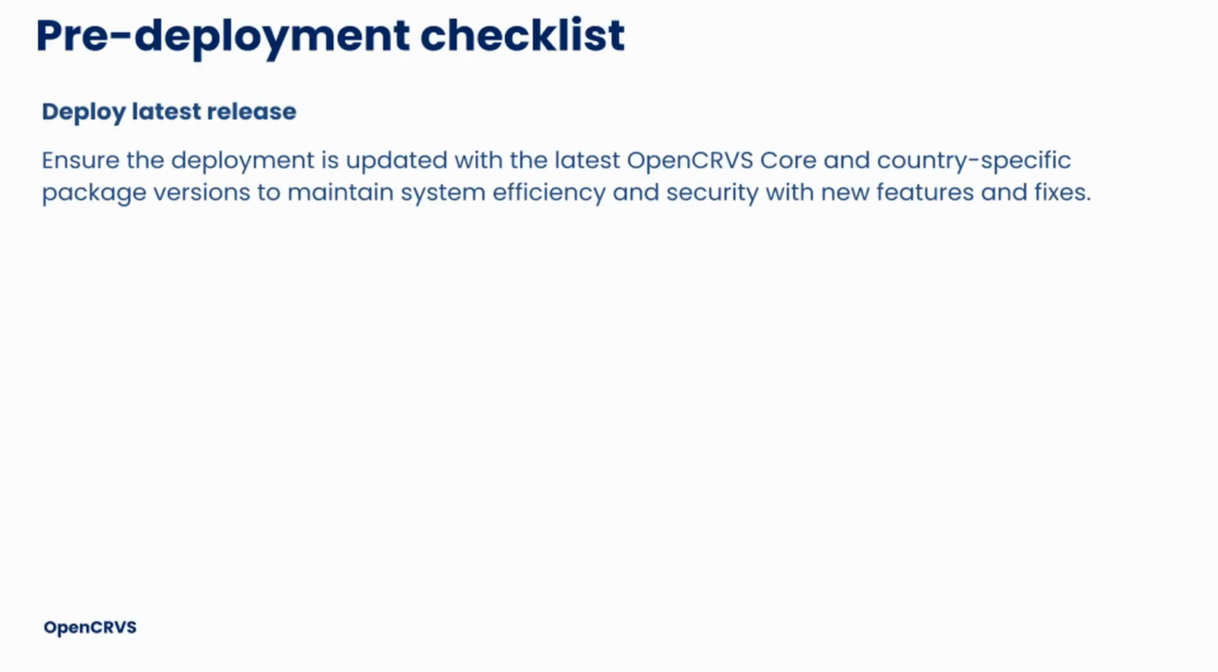5. Deploy the latest version. Confirm that the deployment includes the most recent version of OpenCRVS Core and the latest updates to the country-specific resource package. Keeping the software up to date is crucial for accessing new features, bug fixes, and security enhancements, ensuring the system remains efficient and secure.